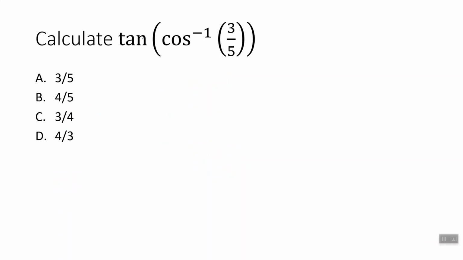All right, another one of these guys. So we want the tangent of the inverse cosine of 3 over 5, or the arc cosine of 3 over 5. So again, this is going to equal an angle. And then we want to know what's tangent of that angle. All right, if you want to try it, go ahead and pause it and give it a try.